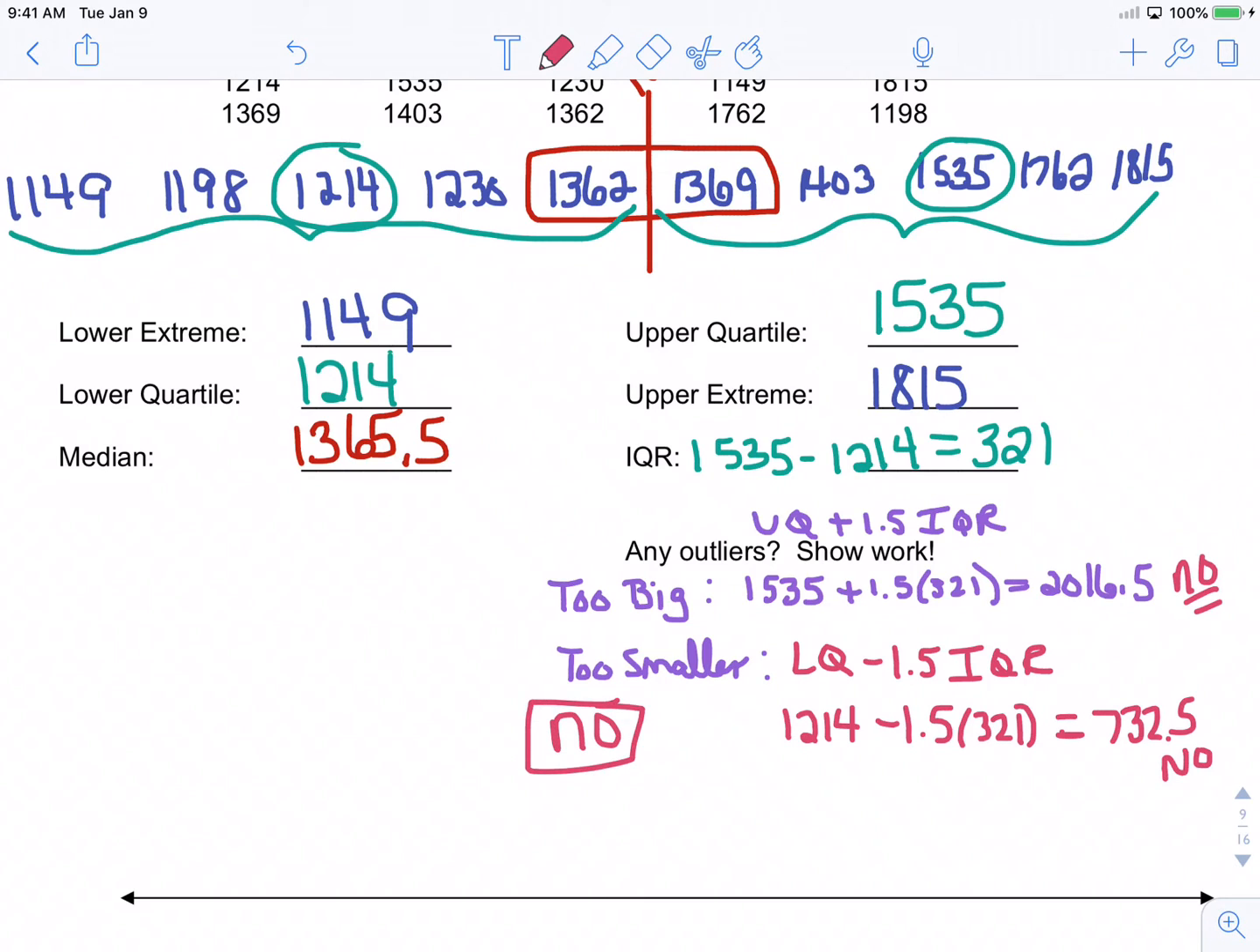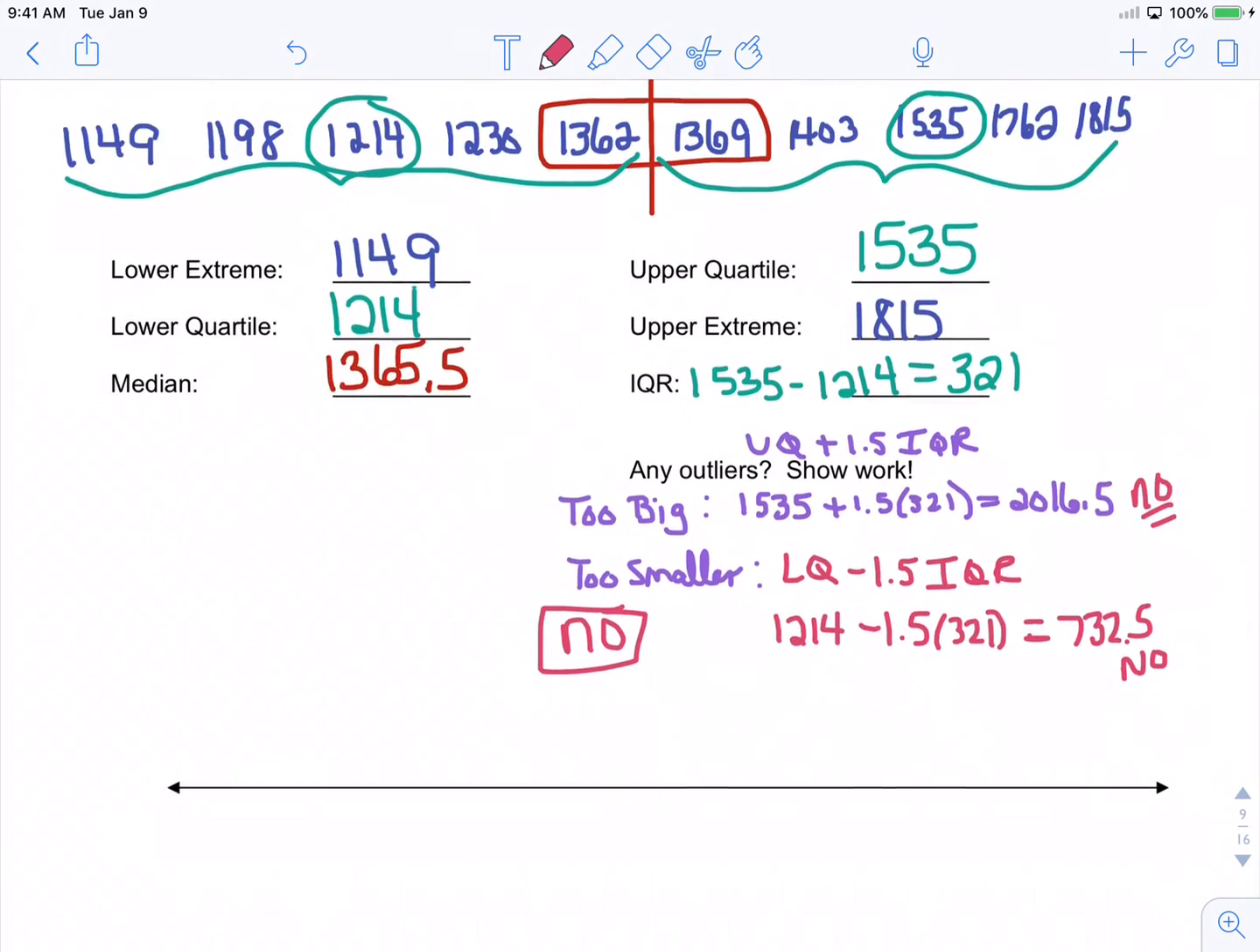So in order to determine that, we have to get these two boundaries. Those are the two numbers that the group should be in. And if it is in those values, then there's not an outlier. But if you have a number beyond that, then we do have an outlier. So the last thing that we have to do is graph this.